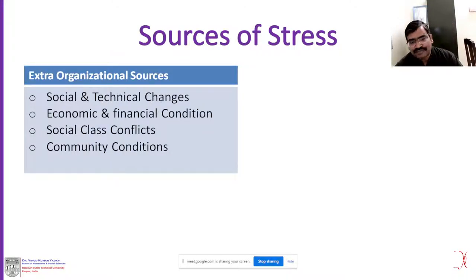There are extra organizational sources, meaning there are some factors which are not because of an individual thing, because of the group or organization, but the employee is in tension. The manager is in tension. So maybe you have some social or technical changes: social change, society change, generation change. And because of the generation change, you cannot cope with the previous generation and you also cannot cope with the next generation. Say for example, in our generation, we say that we are the sandwich generation. Our parents expect so much from us, but we cannot expect anything from our next generation, son or daughter. So it is kind of pressure.